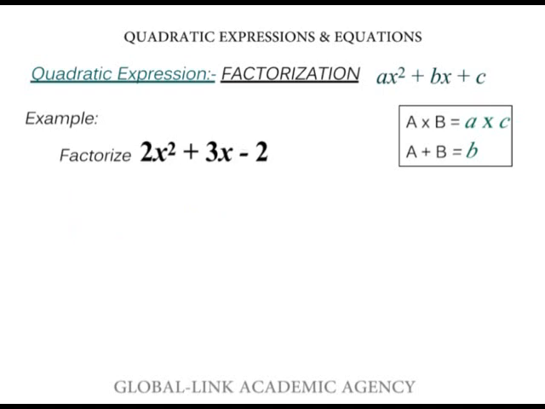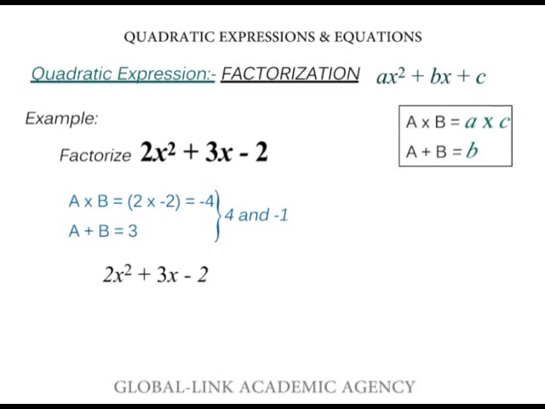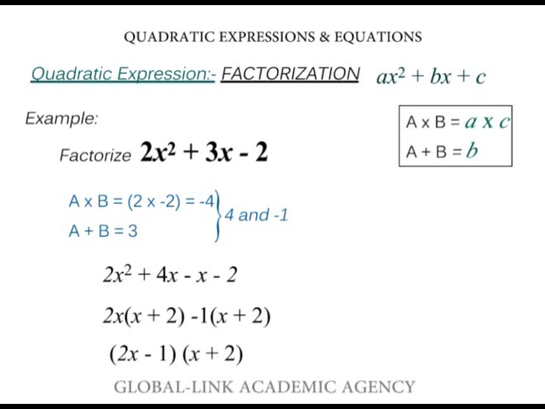Another example, 2x² + 3x − 2. p times q is equal to 2 times −2, and p + q is equal to 3. p and q are 4 and −1. We replace 3x with 4x and −x: 2x² + 4x − x − 2. Then factorize: 2x(x + 2) − 1(x + 2). Take one of the terms in the bracket and we have (2x − 1)(x + 2).